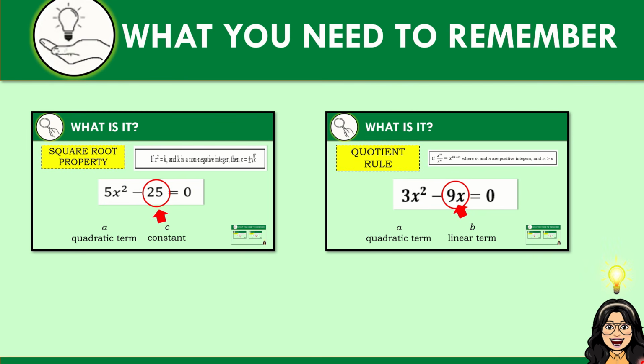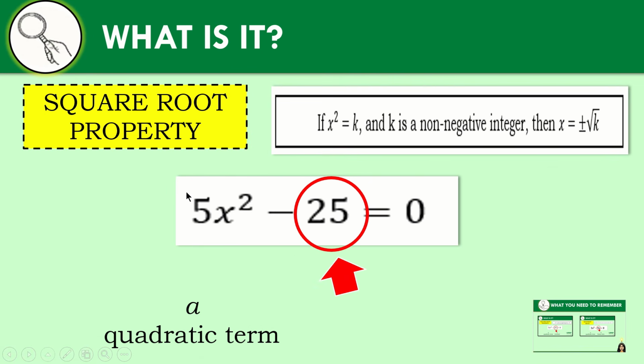And finally, what you need to remember. So we have 2 very important points before we end our lesson. So the first one here is, what is it? Remember, for square root property, if x squared is equal to k, and k is a non-negative integer, then x will be equal to the roots of k. That will be positive and negative square root of k. And it has here a quadratic term, and this one is, yes, that will be the constant. So if it follows this, then you can use the square root property.